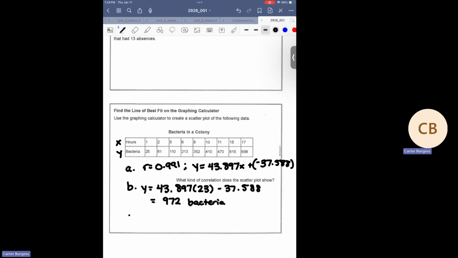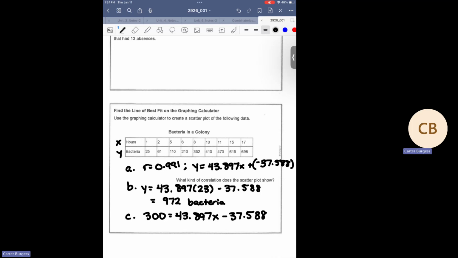And then finally for C, what are we being given here for C? Well, in this case, we're looking for number of hours, and we are given a number of bacteria, which is our Y value. Very good. And so this is going to be that 300 is equal to 43.897 times the missing value of X that we need, minus 37.588.